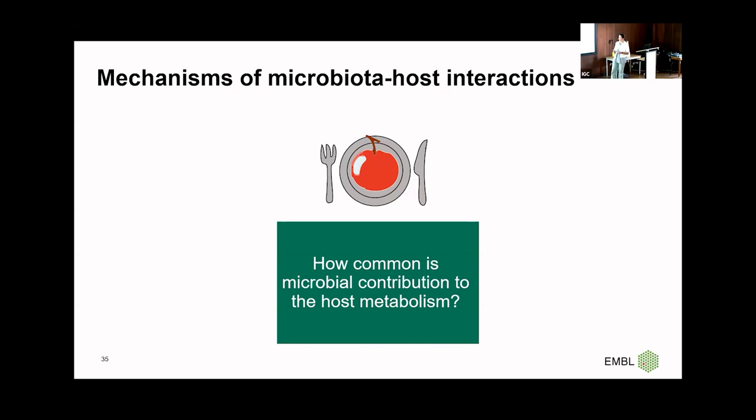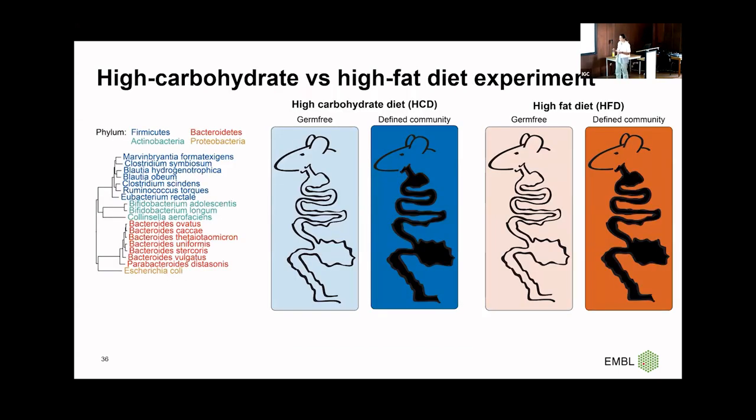And here we were wondering whether we could focus on dietary components and try to estimate post-diet and microbial contribution to the metabolite profiles in different host tissues. So here again, we were using the germ-free mouse model to perform a controlled diet experiment where we designed a synthetic community of 14 gut microbiota species representing 4 major phyla in the human gut.